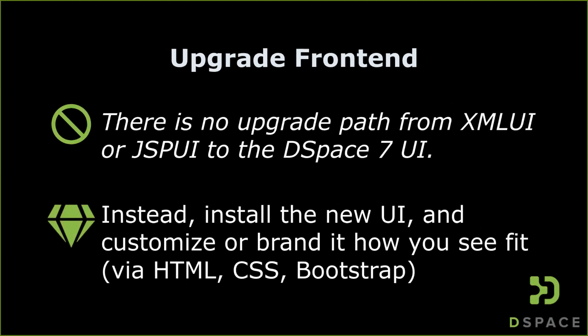This is the one gotcha that I do have to note, of course, is that despite the fact that you can upgrade from any old version of DSpace, there is no way to upgrade your old user interface. That's just not possible. So the old XML UI and the JSP UI, those are gone for good. And you cannot upgrade anything from them to the new DSpace 7 user interface. So in your upgrade process, this is the one point which is more of a migration than an upgrade, in that everyone is going to have to migrate to the new user interface. So install that new user interface and then customize or brand it how you see fit using HTML, CSS, and Bootstrap. And like I said, we'll go through some examples of that today.